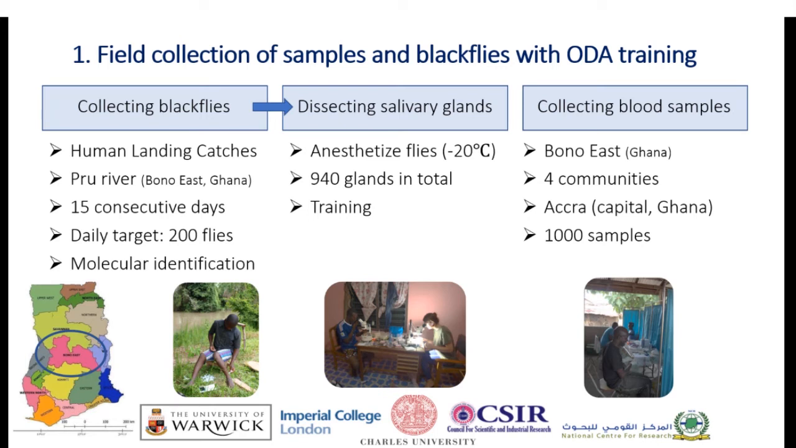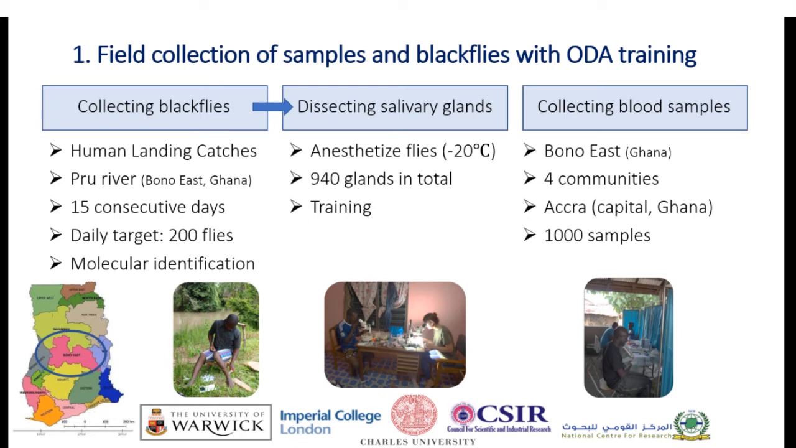Also, blood samples were collected at the same time in the same Bono East region. We sampled in 4 different communities. These were located quite close to each other, but had allegedly different blackfly biting rates. Blood samples were also collected in the capital of Ghana, Accra. This is a blackfly-free region, so these samples were used as negative control samples. In total, we collected 1,000 blood samples.